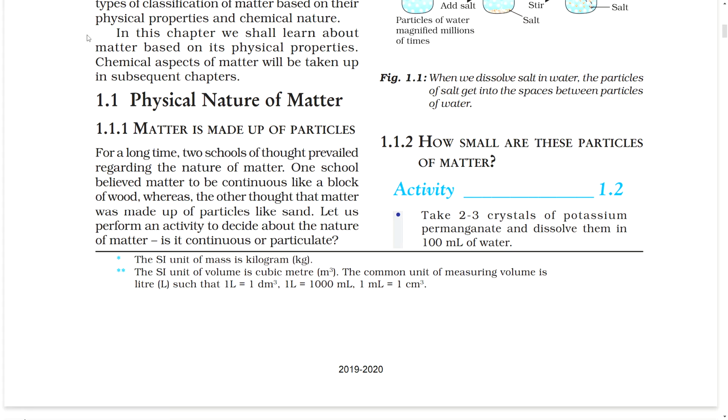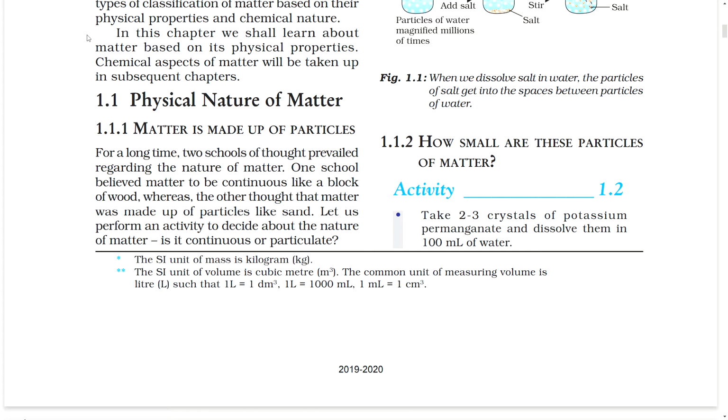1.1 Physical nature of matter. Matter is made up of particles. For a long time, two schools of thought prevailed regarding the nature of matter. One school believed matter to be continuous like a block of wood, whereas the other thought that matter was made up of particles like sand. Let us perform an activity to decide about the nature of matter. Is it continuous or particulate?